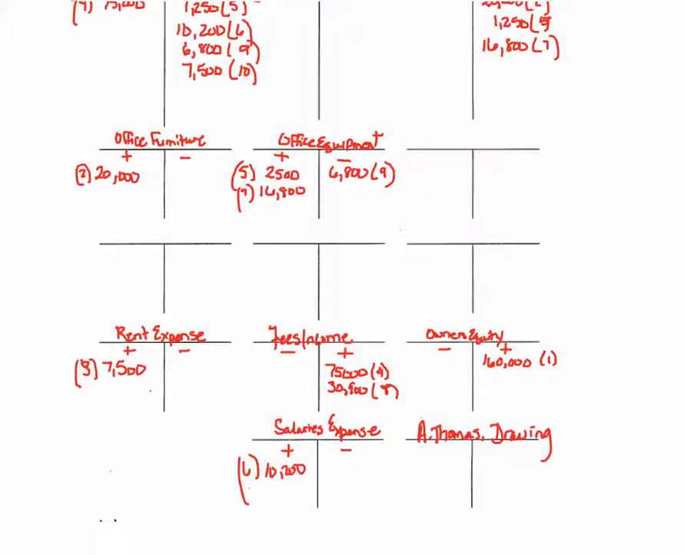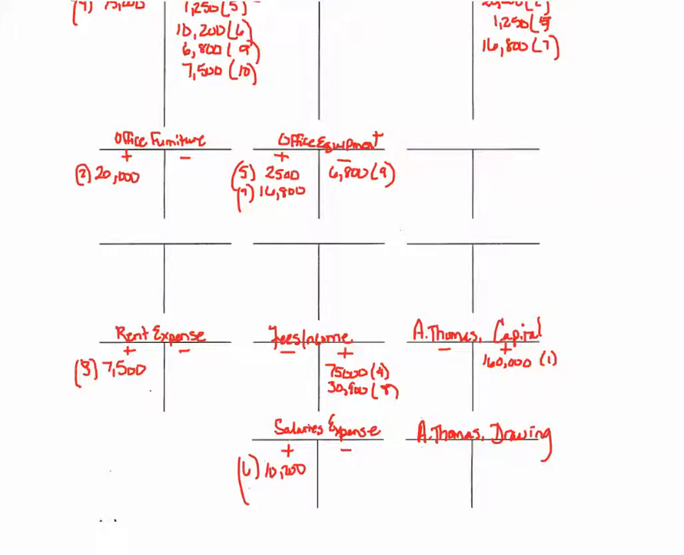And actually I see a mistake here. Let's fix that. So on the first entry where we had owner's equity, owner's equity is the type of account, but really the name of that account would be Anita Thomas Capital. Okay. All right, now back to the drawing.